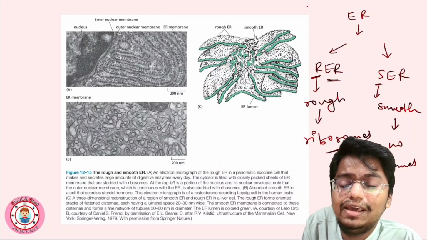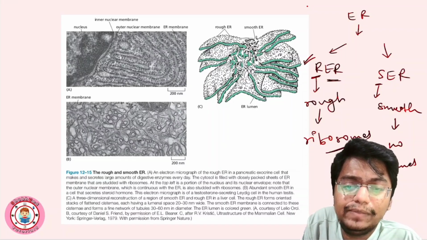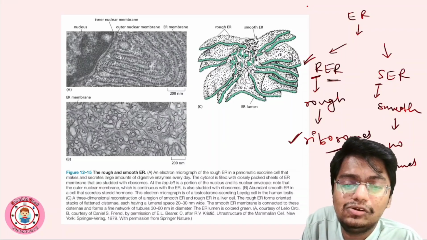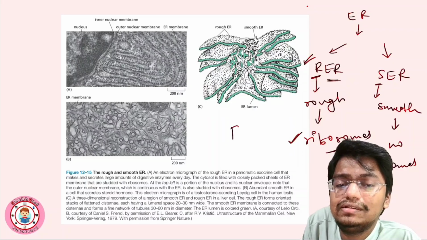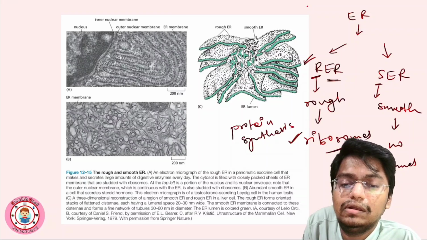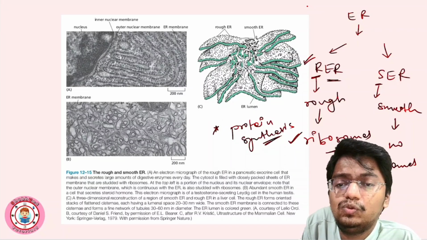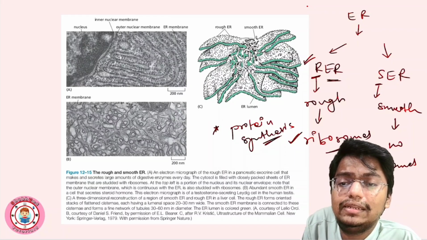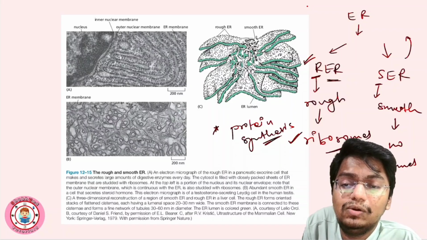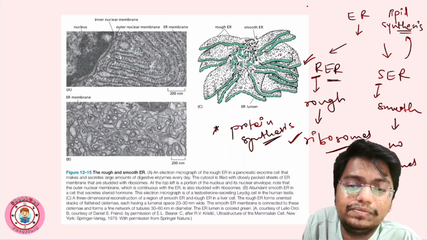So this is the basic difference. The rough ER has ribosomes, so what will its work be? Protein synthesis, right? Protein synthesis. So rough ER is involved in protein synthesis. Okay, and smooth ER is involved in lipid synthesis. Okay, I will write here lipid synthesis, lipid or fat synthesis. Got it? So this is the difference.